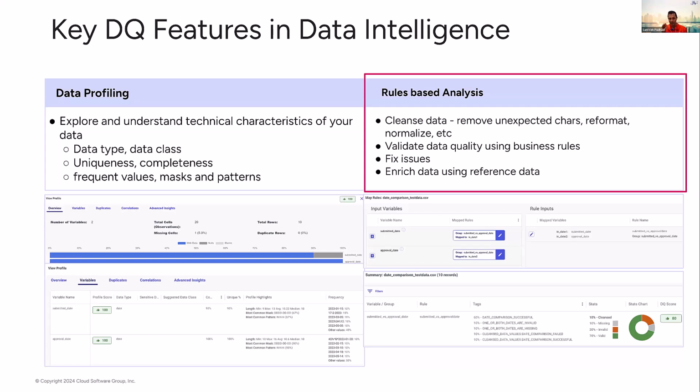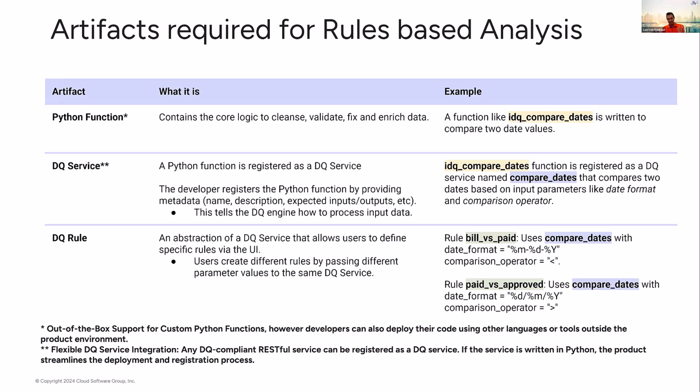Now, with DQ, we package a lot of pre-built rules, and these rules can also be customized. You can create new rules, you can author new rules. It's a no-code UI. But what happens when you have a specific requirement that's not covered by a built-in service or a rule? How do you go about building your artifacts that can be used to create a rule that meets your specific DQ needs? So on the rules-based analysis, there are three important artifacts.